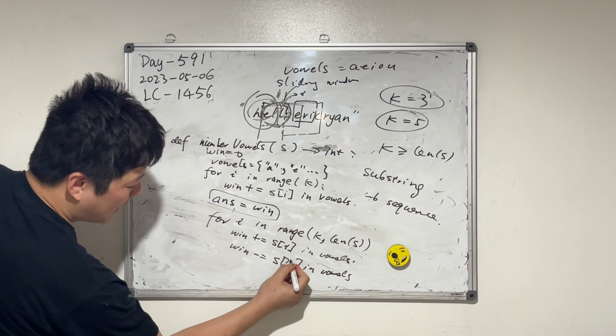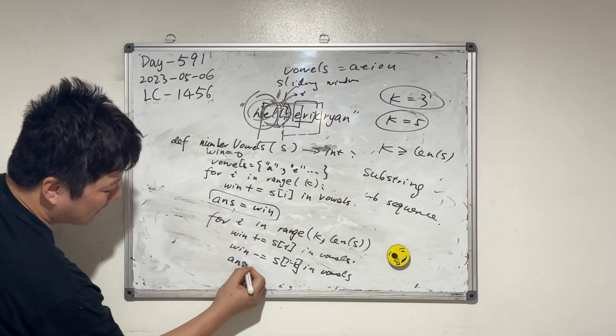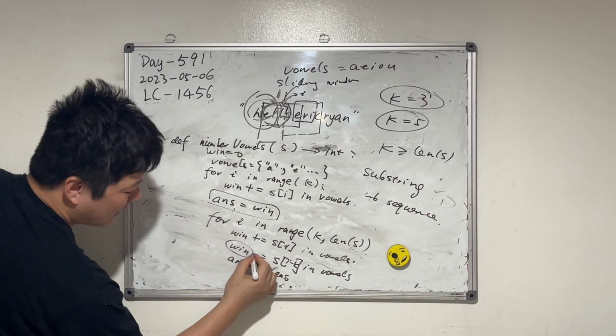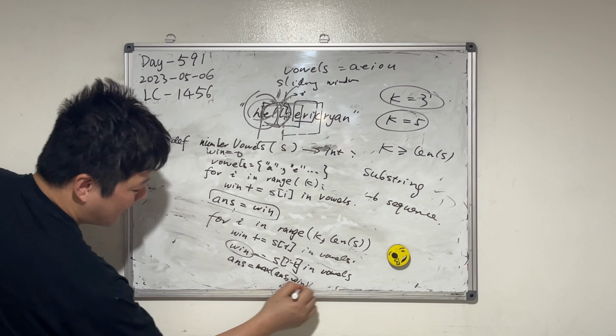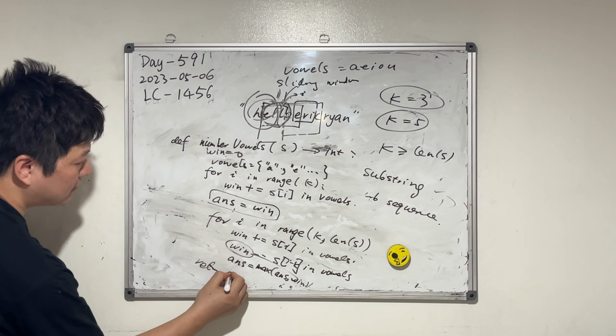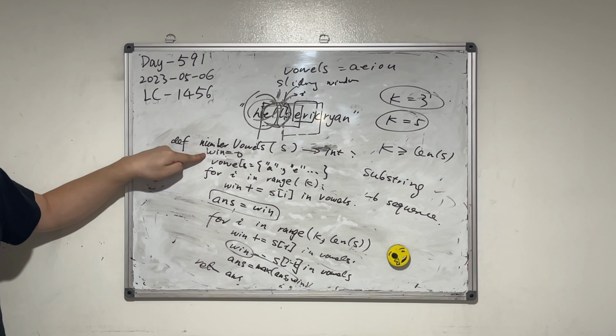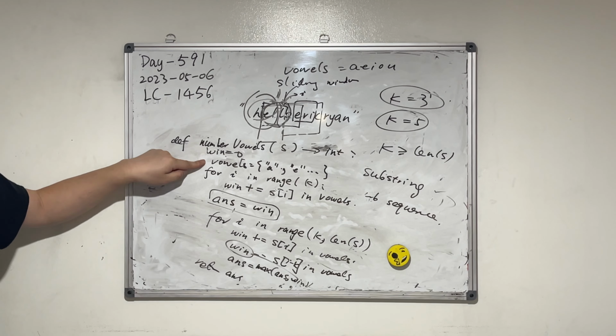Okay? I minus K. And then answer equals the maximum of answer and the window, right? The window. How many vowels, right? And return answer. Make sense? Sliding window. What's win? The window. The number of vowels in the window, right? The vowels, A, E, I, O, U, you know that.